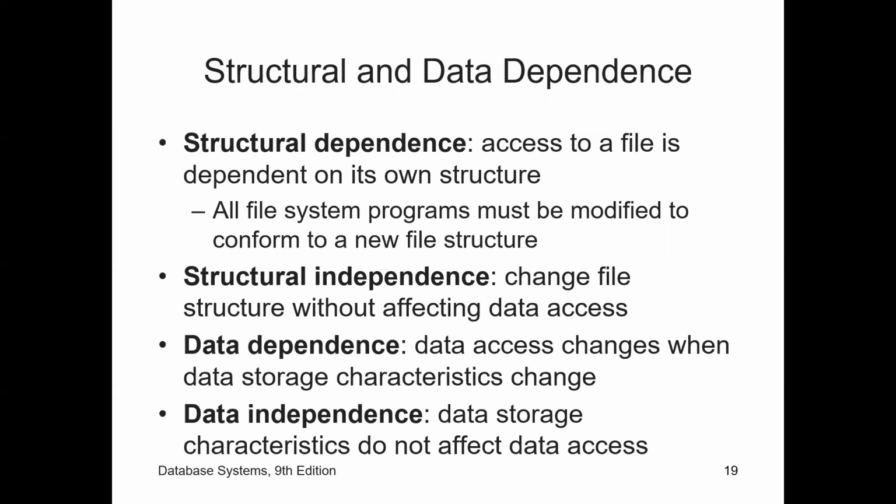Even changes in the characteristics of data, such as changing a field from integer to decimal, require changes in all programs that access the file. Because all data access programs are subject to change when any of the file's data storage characteristics change, that is, changing the data type, the file system is said to exhibit data dependence. Conversely, data independence exists when it is possible to make changes in these data storage characteristics without affecting the program's ability to access the data.